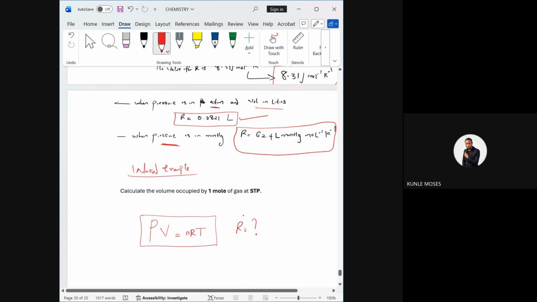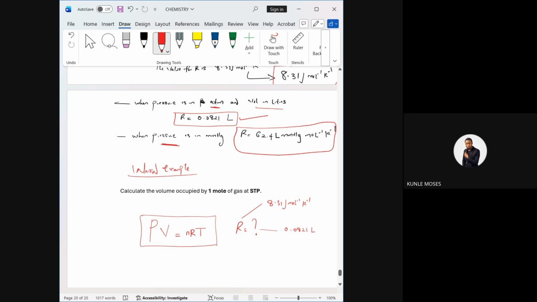Your R has two numbers. The number you are going to use depends on the unit of your pressure. Sometimes they provide the value of the R, sometimes they don't. In case they want you to miss it, they won't provide the value. Your R has two values. Either your R is 8.31 joule per mole per Kelvin, or your R is 0.0821 liter. Do you see that they are different?